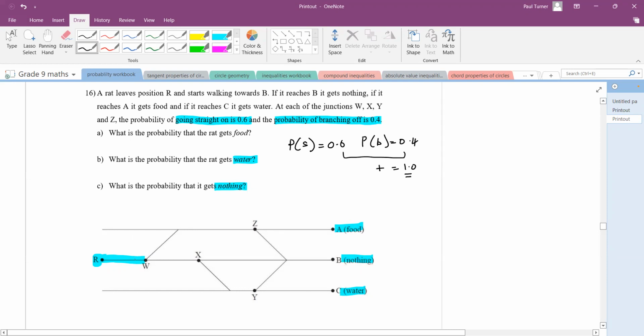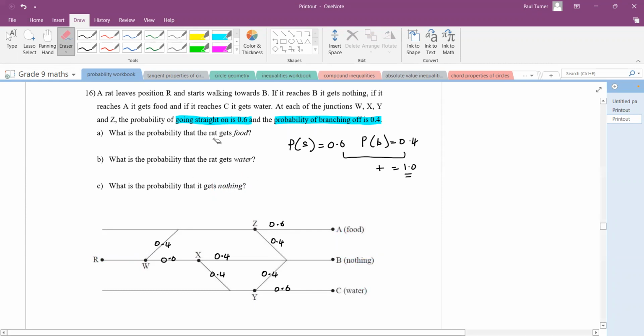So let's label the diagram. When you get to W here, your chance of going straight is 0.6, and your chance of branching off is 0.4. If you get to X, your chance of going straight is 0.6, branching 0.4. If you get to Z, going straight is 0.6, branching is 0.4. If you get to Y, straight is 0.6, and branching 0.4. So once we have this diagram labeled, then we can actually go through and answer these problems here.